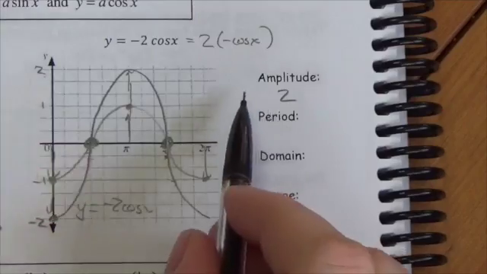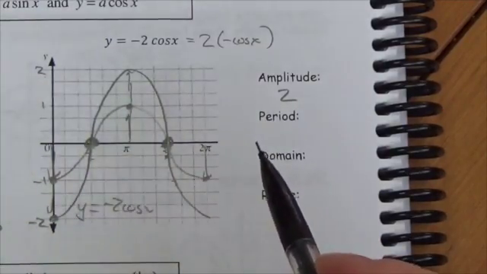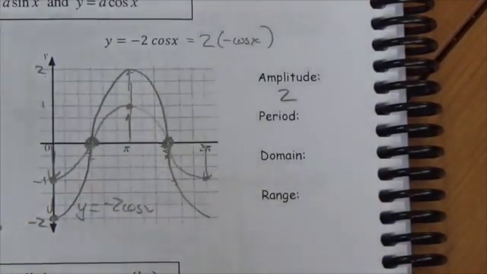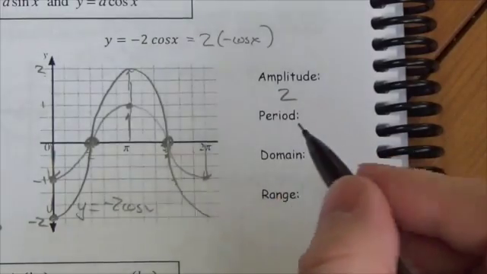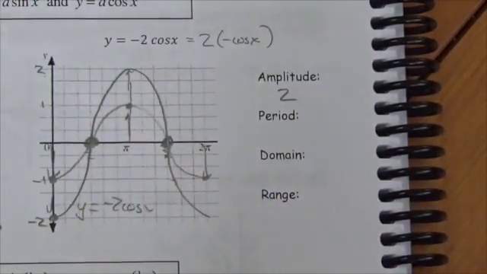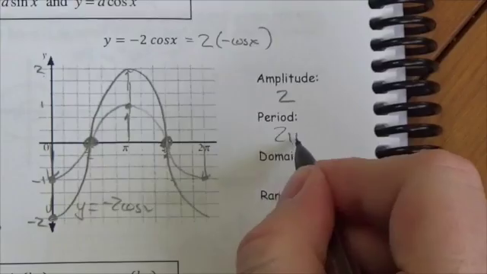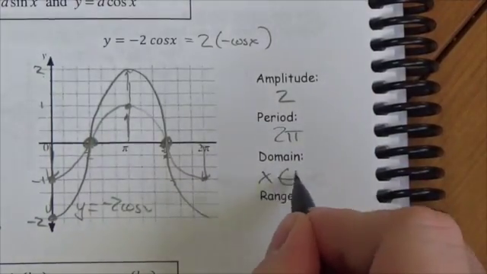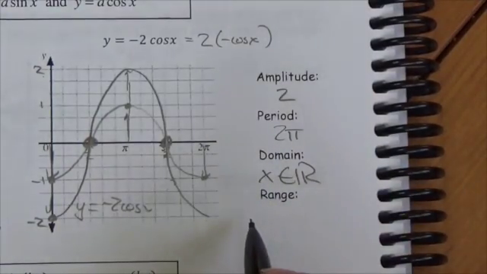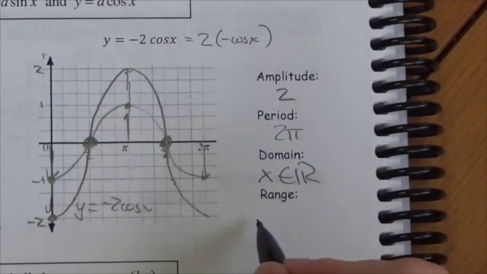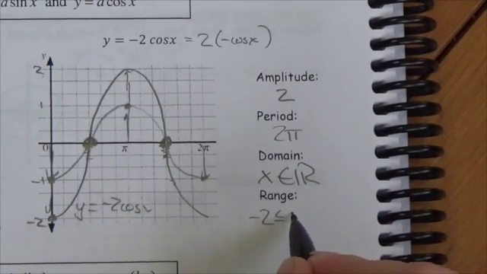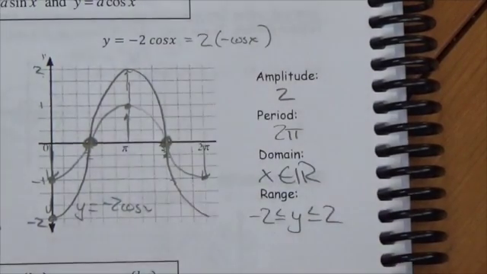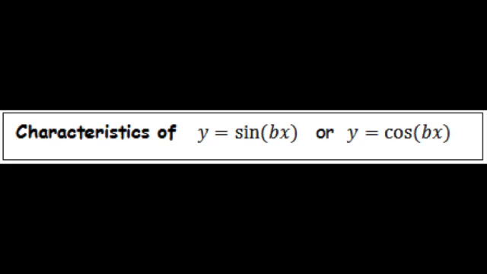So we should be noticing now that the amplitude is essentially the same as the vertical stretch here. This was a horizontal transformation, so nothing really happened to the period. The period is still 2 pi. The domain is still element of the reals, but now the range, instead of going from negative 1 to 1, goes from negative 2 out to 2. The characteristics of the sine of bx or the cosine of bx.